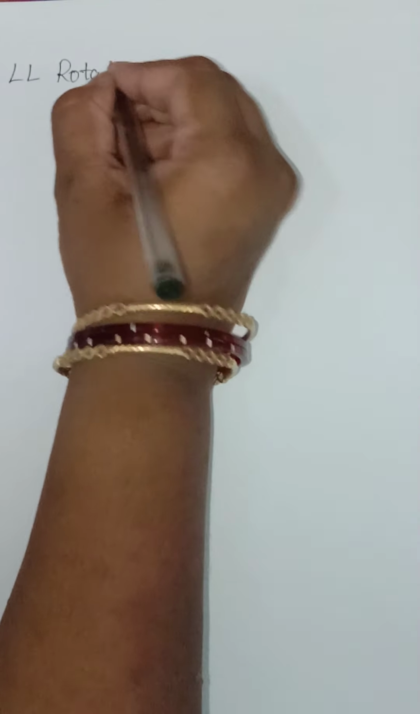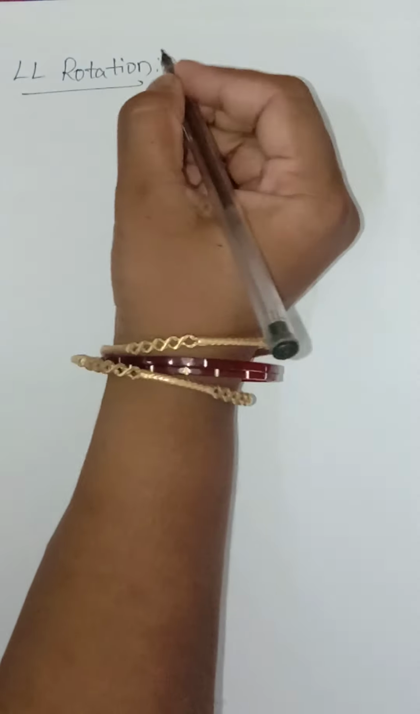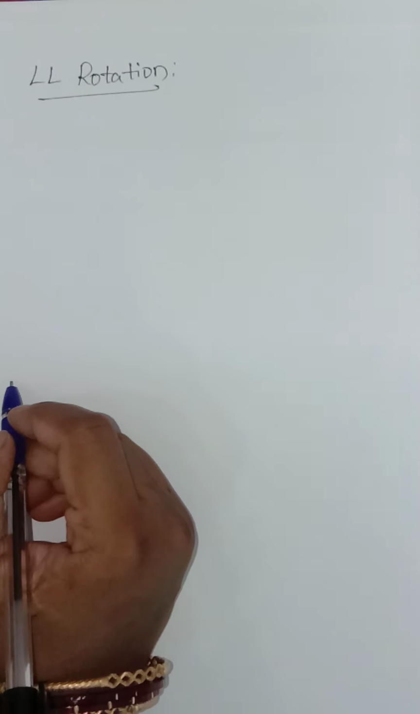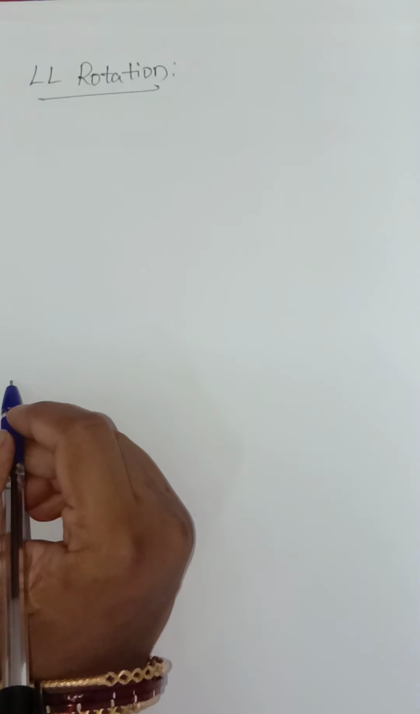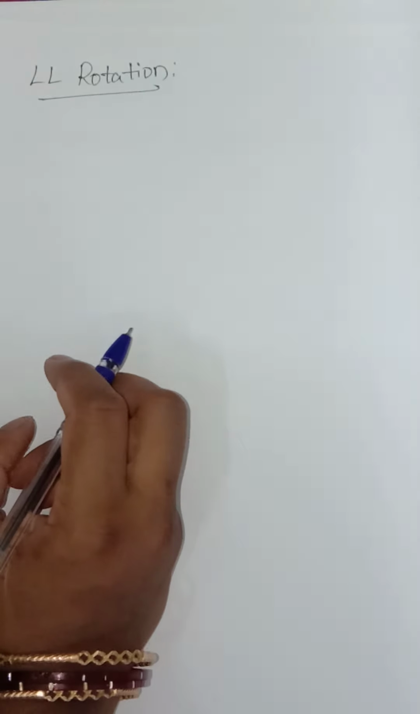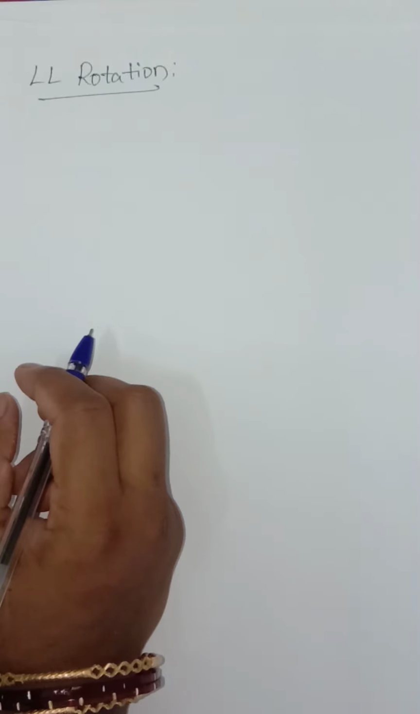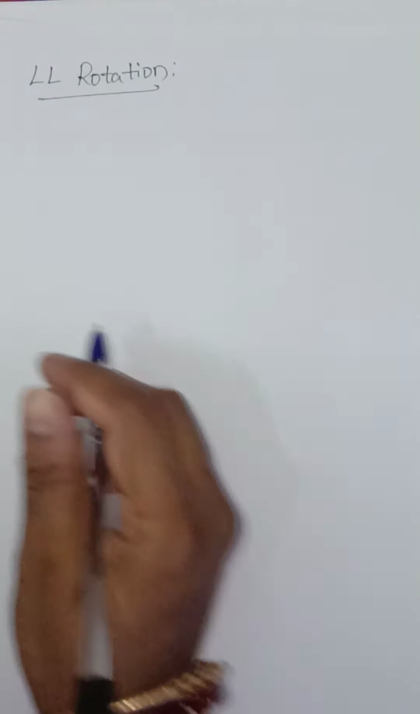First, LL rotation. Generally the representation of the LL rotation can be shown using an example, but it leads to the LL type of imbalance. If the imbalance occurs in the left subtree of the left subtree, then we rotate the node from a certain place to another place, and we balance the tree.